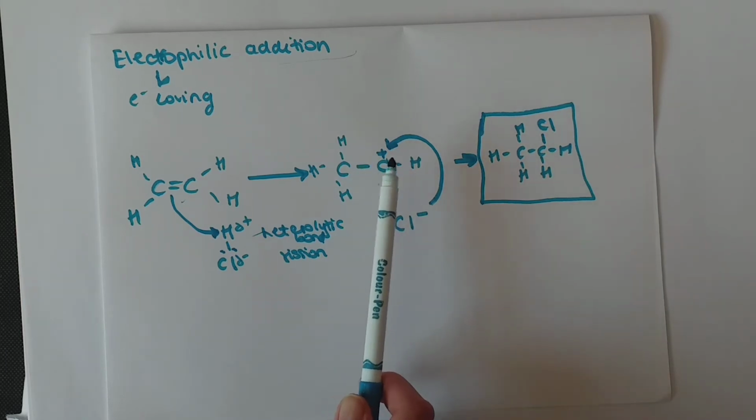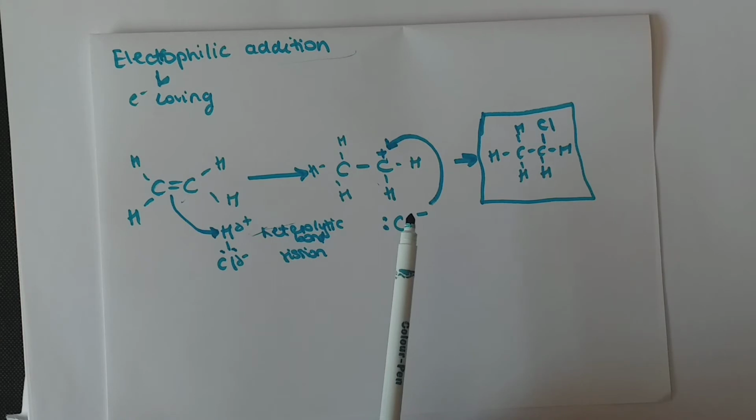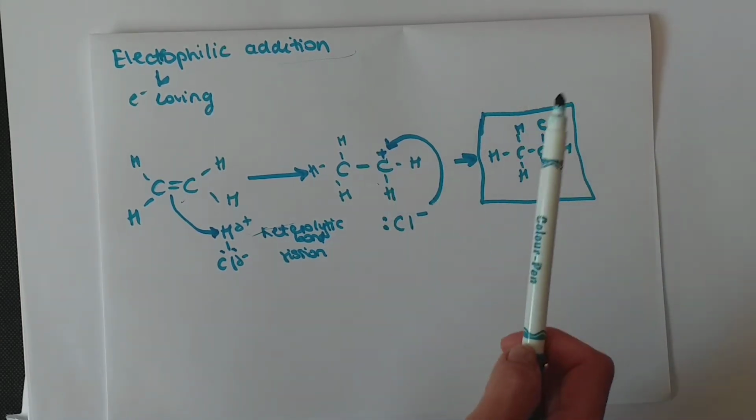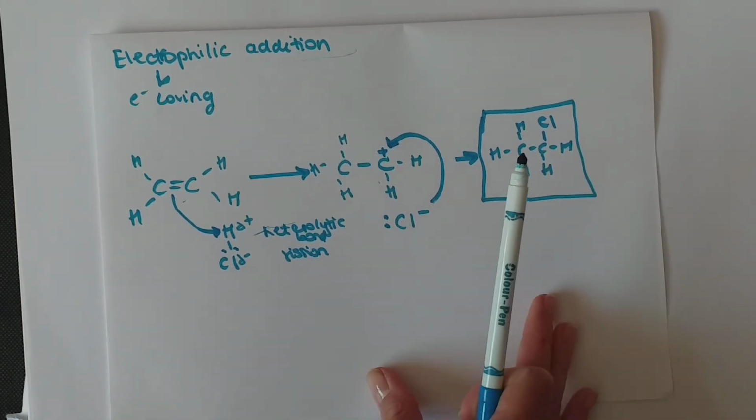Carbon becomes slightly positive because we added a positive hydrogen to the compound. Chlorine says, oh, I'll share these electrons with your carbon, so it joins the carbon. We have a halogenoalkane.